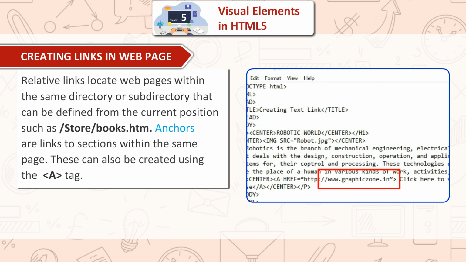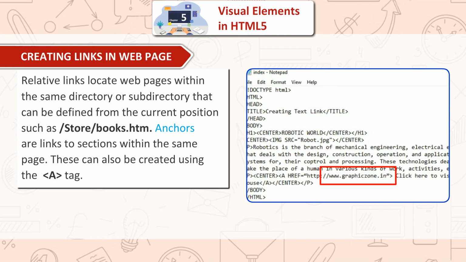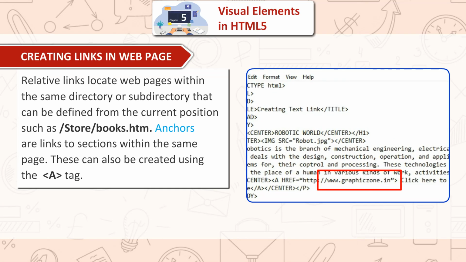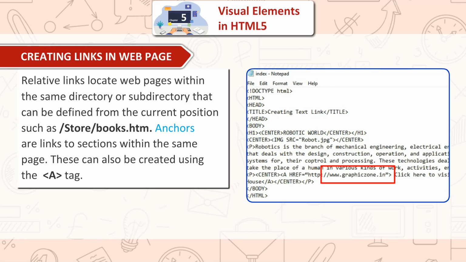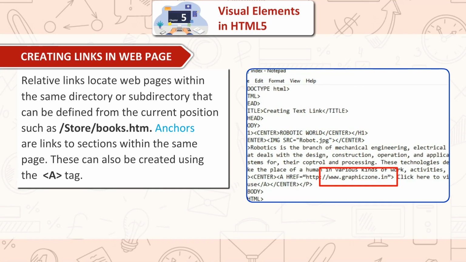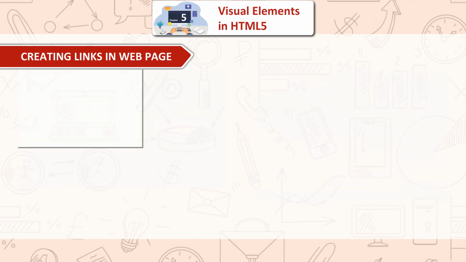Relative links locate web pages within the same directory or subdirectory that can be defined from the current position, such as /store/books.htm. Anchors are links to sections within the same page. These can also be created using the A tag.